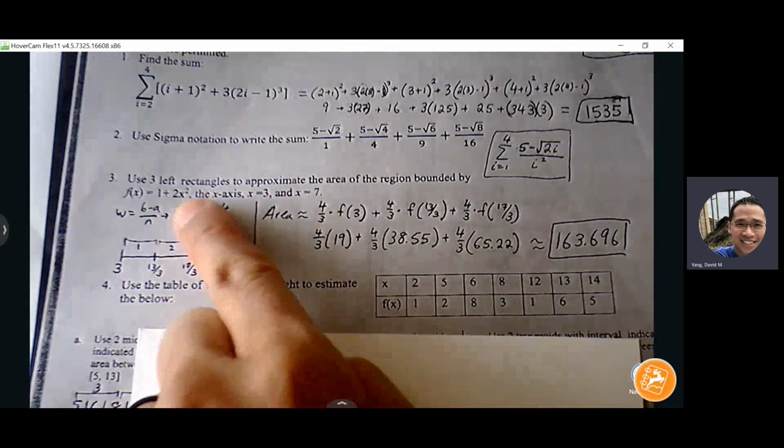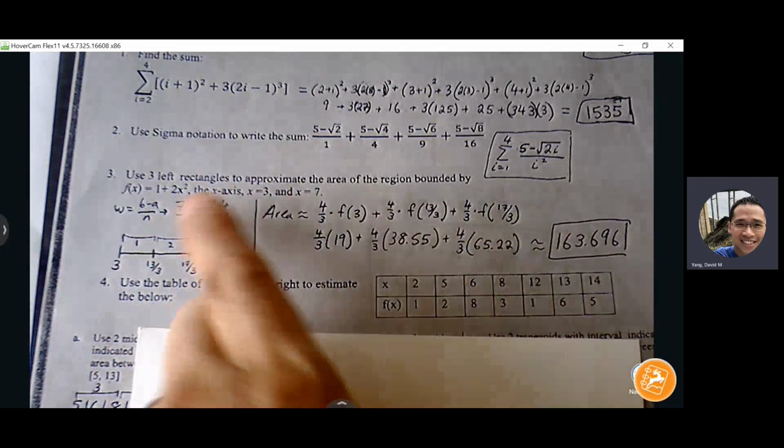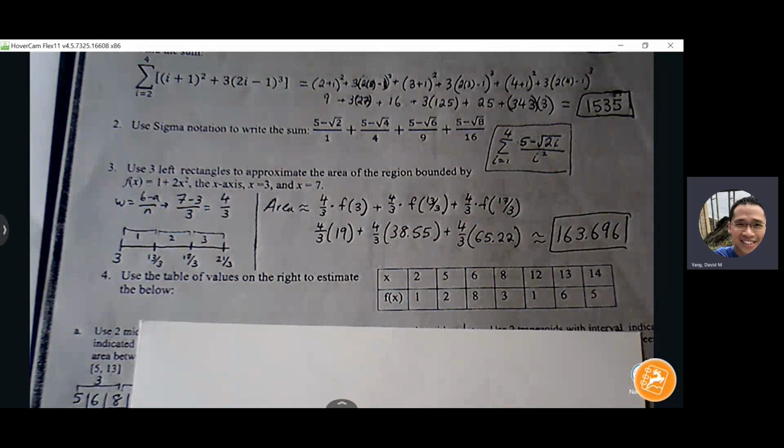F of 3, insert into the function. F of 13/3, insert into the function. 17/3, insert into the function. Get all these decimal values, add and multiply together. Right, make your calculator do the work for you there.